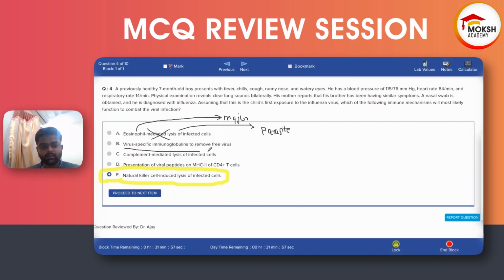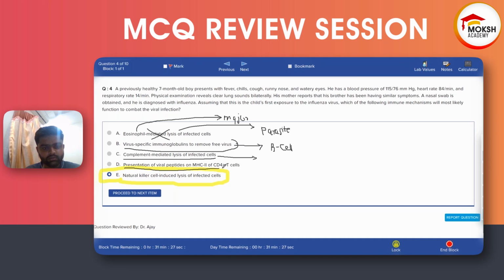Virus-specific immunoglobulins to remove the free virus. This is usually not seen. The B cell role in fighting the virus is usually limited. Complement-mediated lysis of the infected cell. The innate immunity does not play an important role against the viral particles.